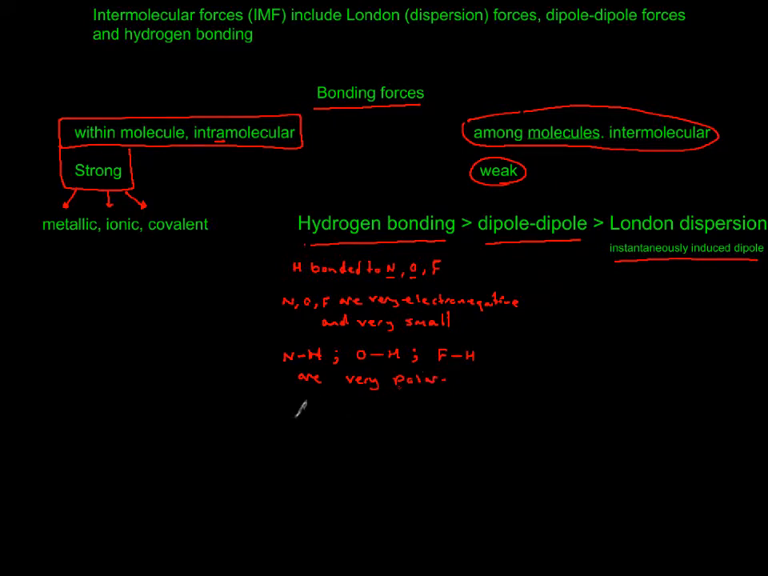Some examples of those are, for example, ammonia. Ammonia has hydrogen bonding. Water, H2O, has hydrogen bonding, and hydrofluoric acid has hydrogen bonding. Now, this is extreme of dipole-dipole.